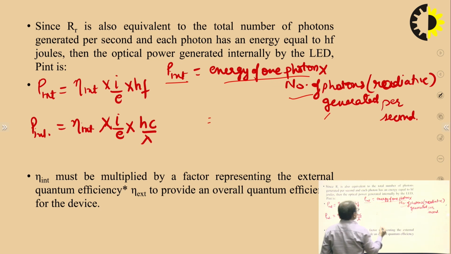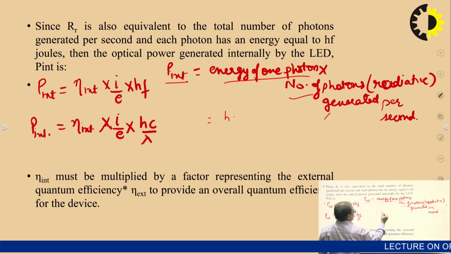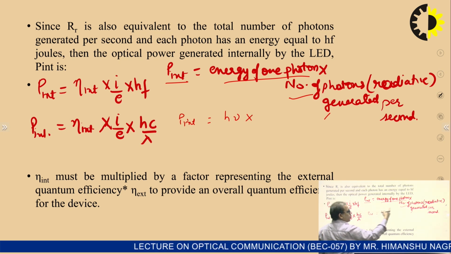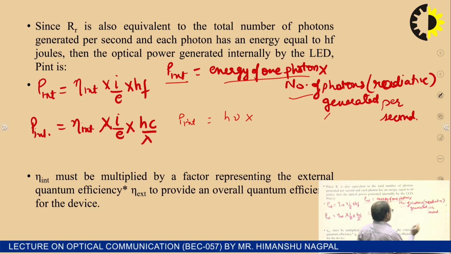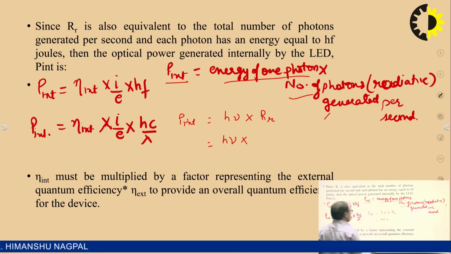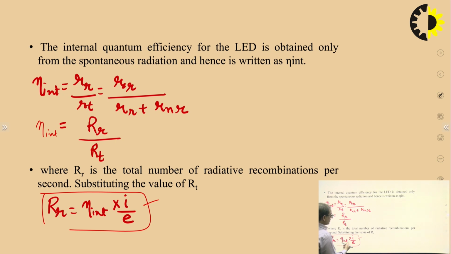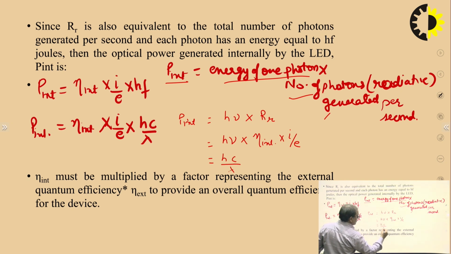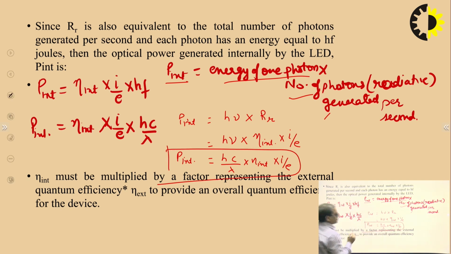That means the energy of a photon is equal to h nu, and this is the internally generated power: h nu times the number of photons generated radiatively, that is RR. As we know from here, RR equals the internal quantum efficiency multiplied by I by E. And h nu is equal to hc by lambda, multiplied by the internal quantum efficiency multiplied by I by E. That is equal to the internal power generated, clear.